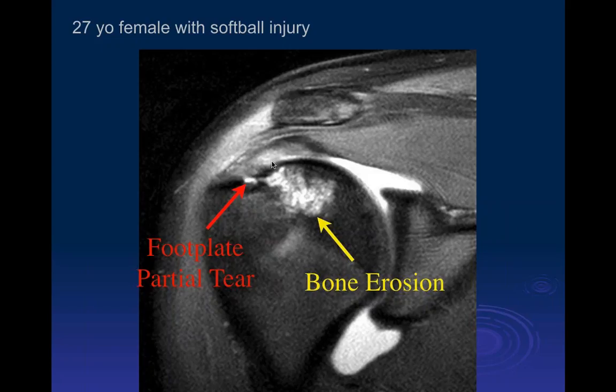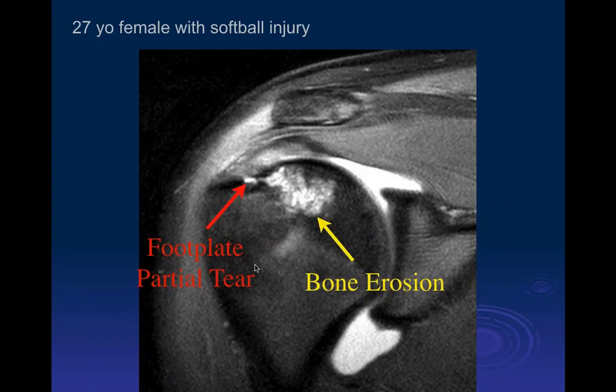This is also the area, a little bit posterior to this, where you get Hill-Sachs impaction injuries. And Deshali, what's the third thing? I think we've talked about it before. Yeah, that's also where you can get posterior impingement in the overhead athletes.